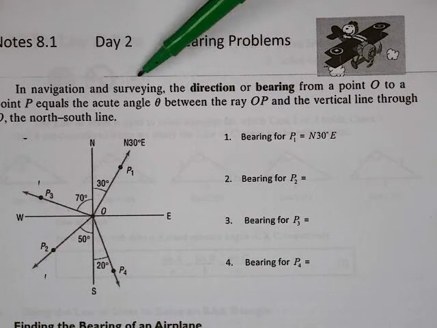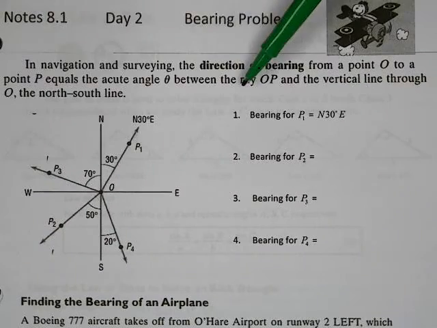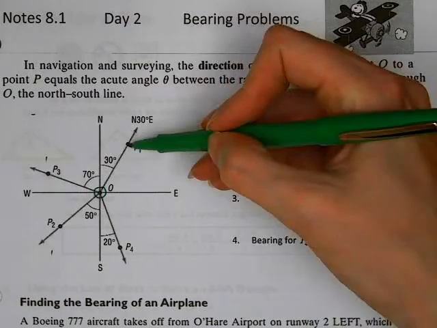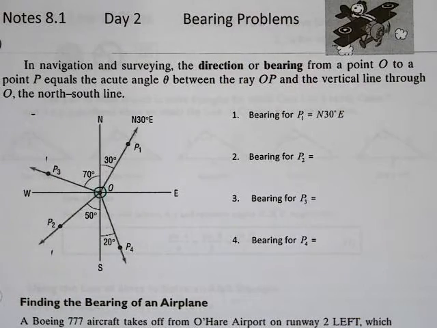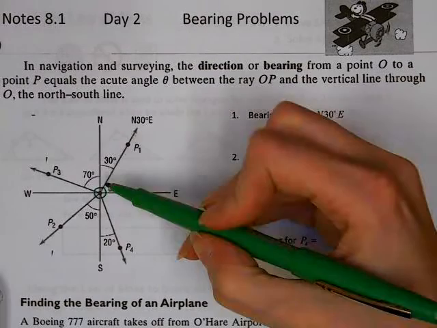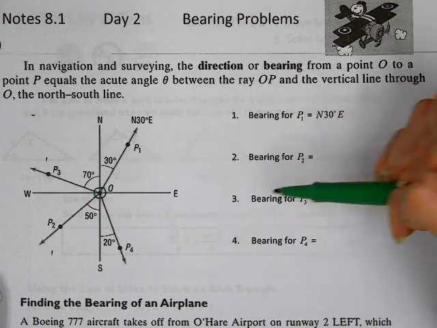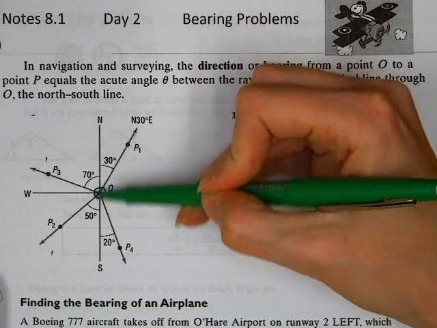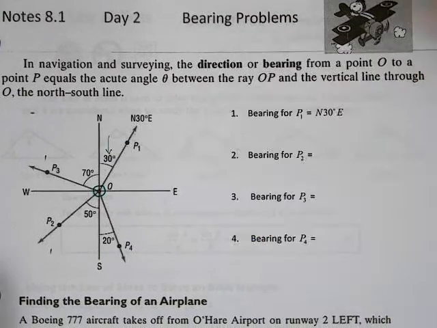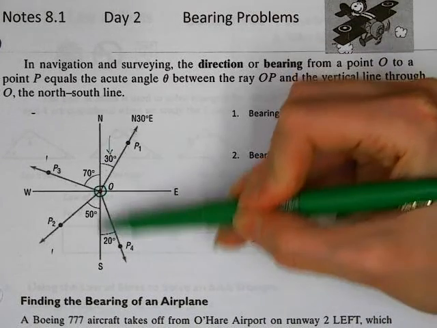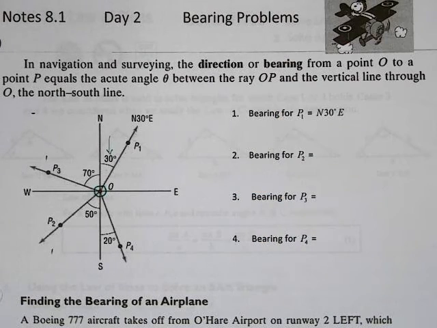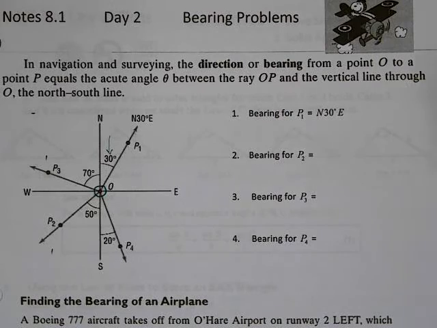In navigation and surveying, the direction or bearing from a point O to a point P, so these are all random point P's, equals the acute angle theta between ray OP and the vertical line through O, which is the north-south line. Okay, so it's this angle that's created between the north-south line at the origin and the point that you are trying to get to. Okay, and here's the notation.